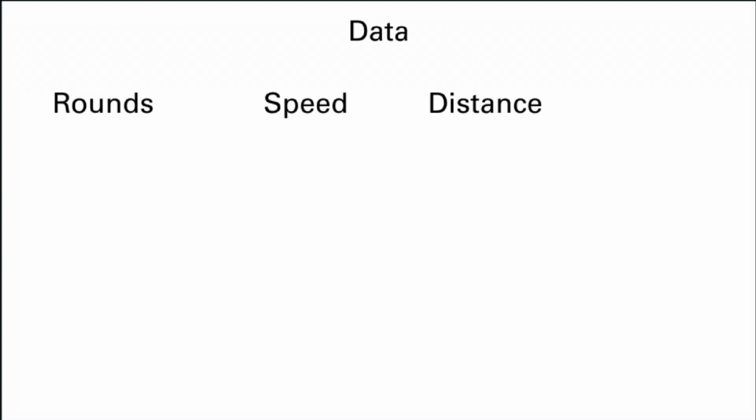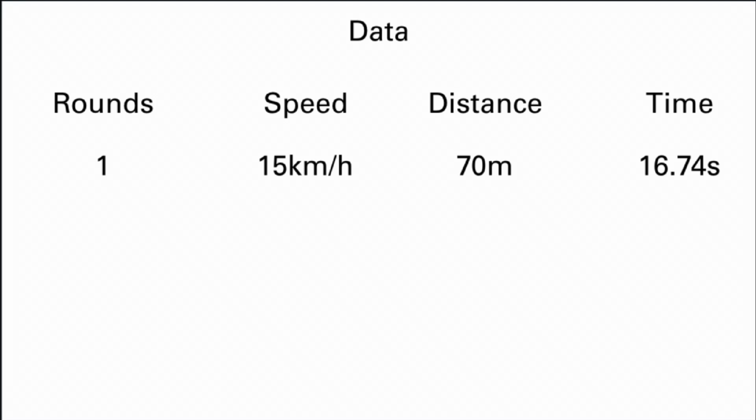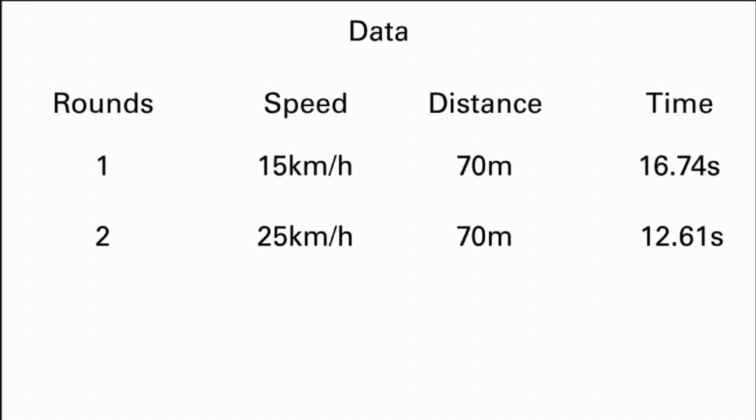Okay, now that we've done our experiment, let's take a look at our data. First up, we need the rounds, the speed, distance, and the time. For round 1, the speed was 15 kilometers per hour and distance was 70 meters. The time it took us was 16.74 seconds. For round 2, it was 25 kilometers per hour with the same distance of 70 meters and time was 12.61 seconds. Round 3 was 35 kilometers per hour, still the same distance, and 9.8 seconds.